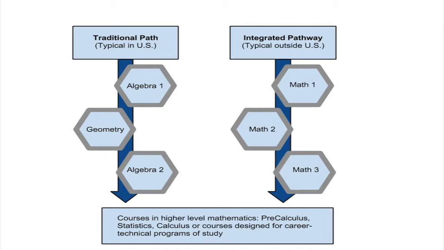The integrated pathway has been adopted in several U.S. states, including New York and Montana, and New Hampshire districts, including Bow, Sanborn, and Lisbon. The integrated pathway consists of a sequence of 3 courses, each of which includes numbers and operations, algebra, geometry, probability, and statistics. Ultimately, both of these pathways will prepare students for training after high school, coursework after high school, and coursework in higher level mathematics like pre-calculus, calculus, and statistics.